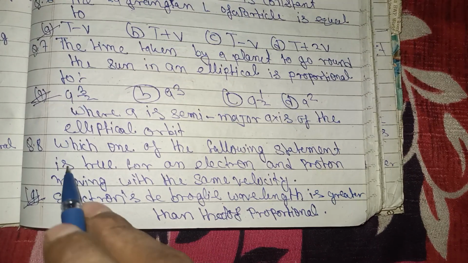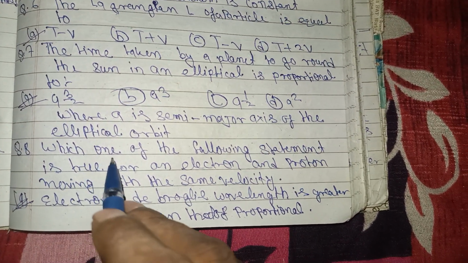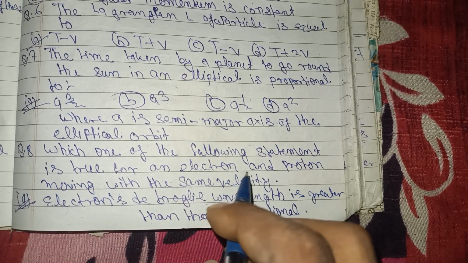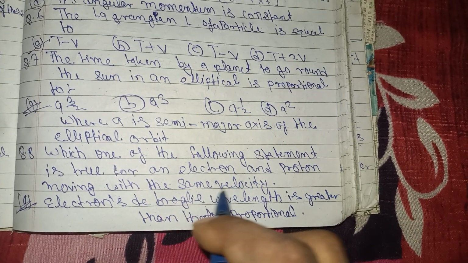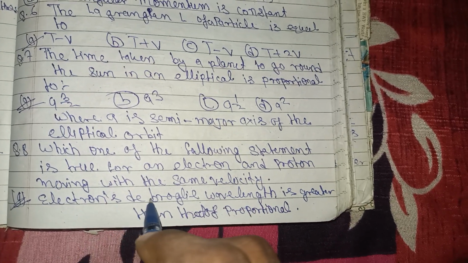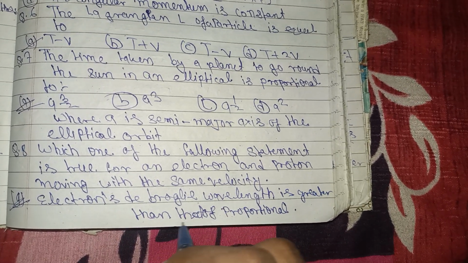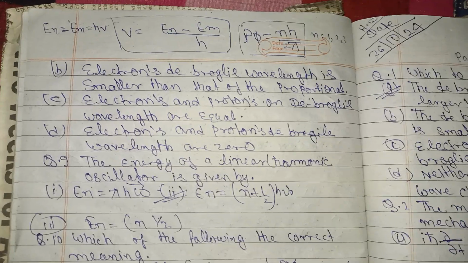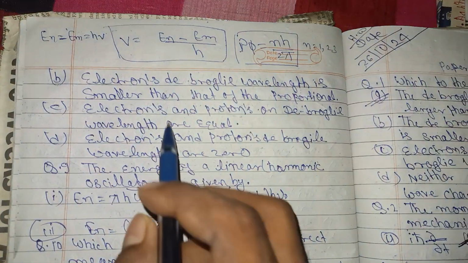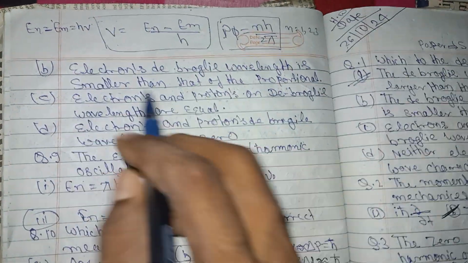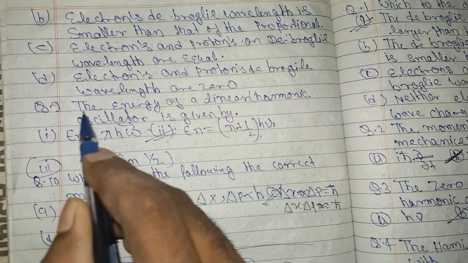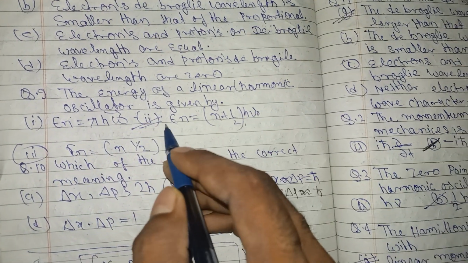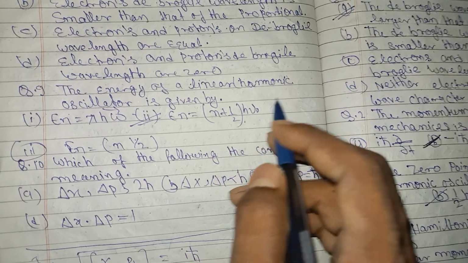And question number 8 is here. Which one of the following statements is true for electrons and protons moving with the same velocity? So the electron de Broglie wavelength is greater than that of protons. So you see, look this side. And question number 9: the energy of a linear harmonic oscillator is given by E_n is equal to (n plus 1/2) h nu.